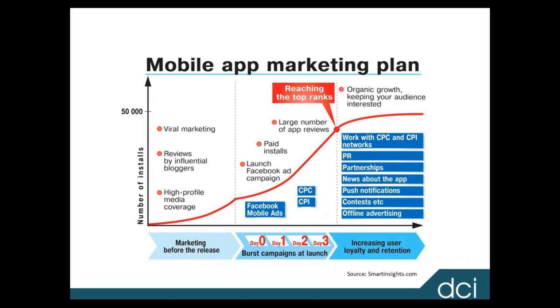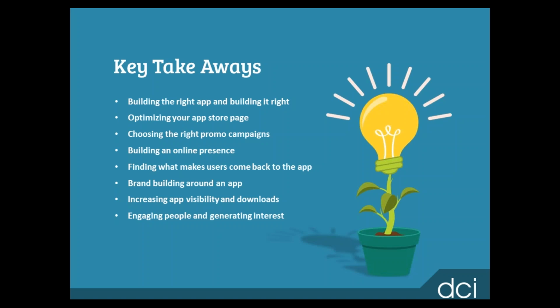Here starts your organic growth, and then you need to keep engaging with your users. You need to work with better CPI, CPC networks, the campaigns which performed for you, doing PR campaigns, talking about the success of the app, and then getting partnerships for your application, spreading out news about the application in the media, engaging with your users through push notifications, contests, in-app messaging, then doing a lot of offline advertisement. So these are the key which you have to follow during your app launch.